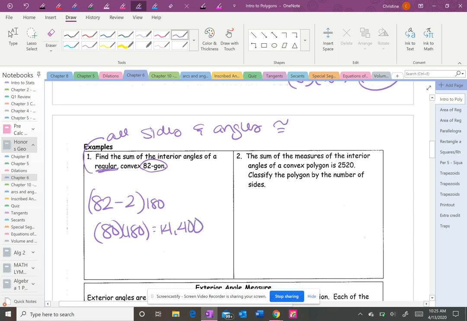If I wanted to find the number of degrees in each angle, because now be careful, there's 82, you have to go back to this original problem. If I want to find the number of degrees in each angle, because it is regular, I can divide it by the number of sides or angles. You'll get a decimal. It's okay. 175.61.